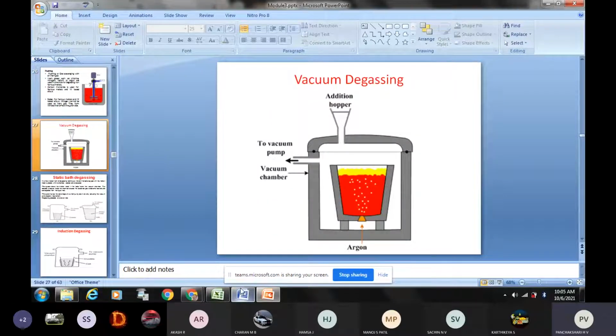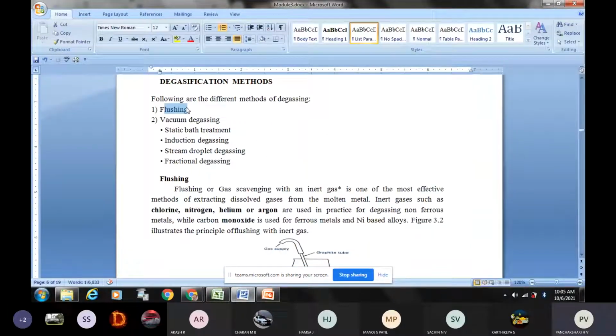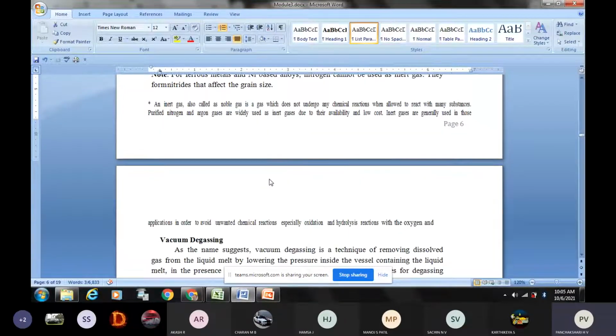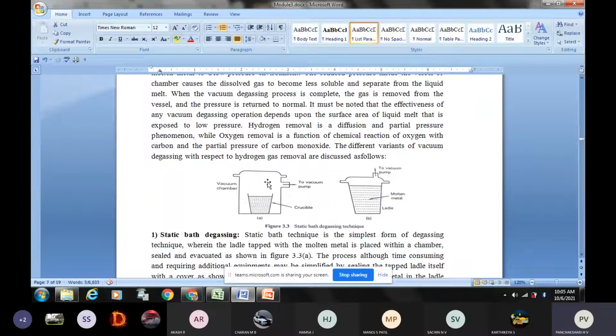You can see vacuum degassing here. The complete vacuum is present. The degassing process is taking place completely within the vacuum chamber. Therefore, it is called vacuum degassing. Vacuum degassing means no presence of atmospheric air. Atmospheric air is completely removed. So therefore, it is called vacuum degassing.